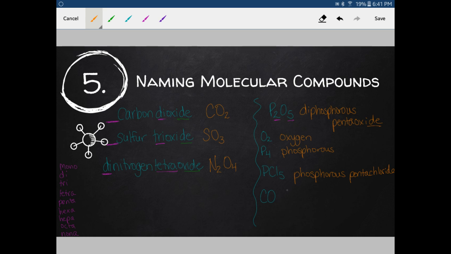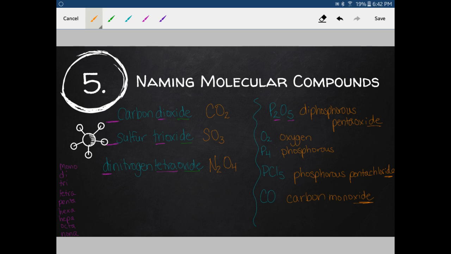CO, I have one carbon. I don't need to say monocarbon. I just say carbon. However, on my second element, I do need to include the prefix, so this is carbon monoxide. All right, again, notice the endings. Okay, do not forget your diatomic elements or polyatomic elements, and ensure that you only include mono as a prefix on your second element when you're listing these molecular compounds.